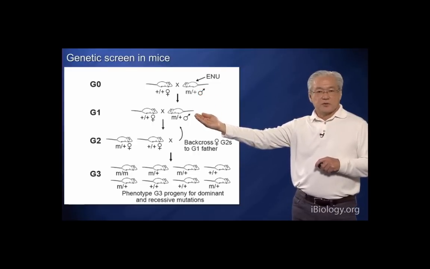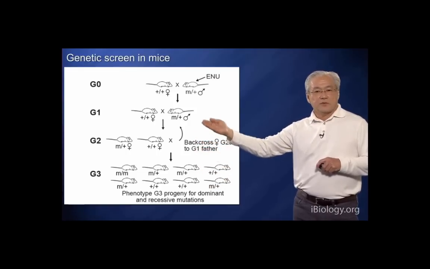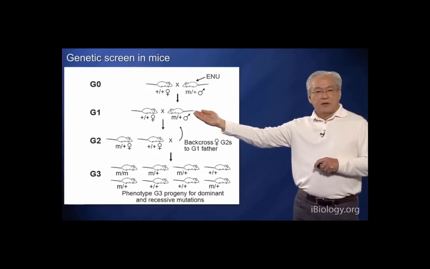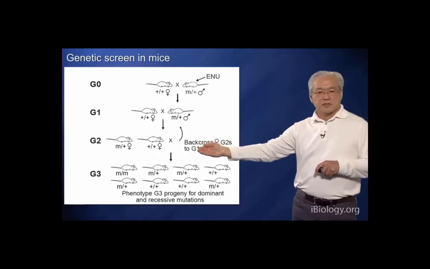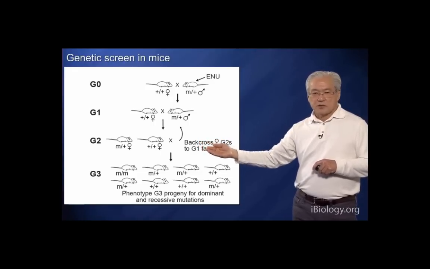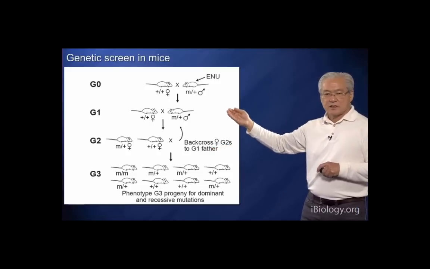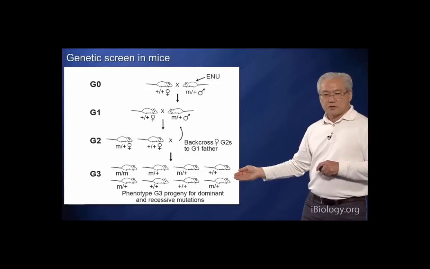In a recessive screen, which is a little bit complicated because it requires 3 more generations of crossing, a male mouse is then crossed to another normal female mouse to produce a second generation of progeny. And then the female progeny in this second generation, or G2 generation, are actually crossed back to the G1 male. And that produces the third generation of mice, which are called G3s.